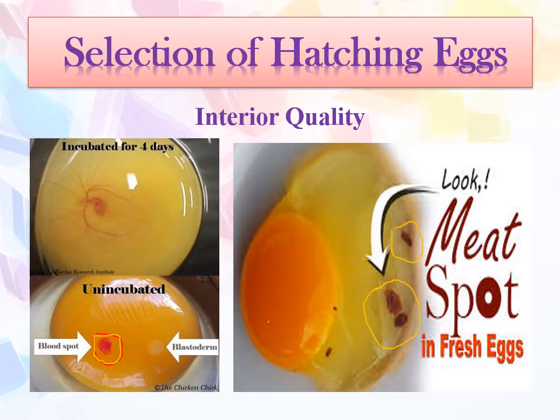So these are the four main important factors you should consider while selecting eggs or fertile eggs for incubation at the breeder farm: size, shape, shell quality and interior quality.